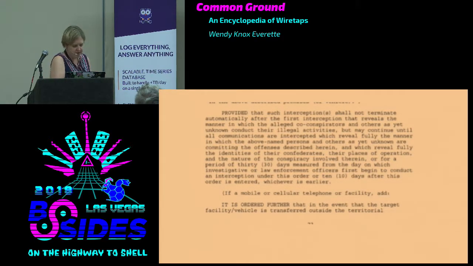This is the termination clause. The statute says you should terminate a wiretap when you get the evidence that you want. I don't think that's super common. I think they keep doing them. I don't know, maybe they do.